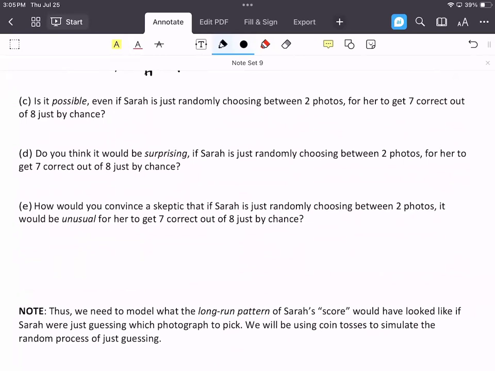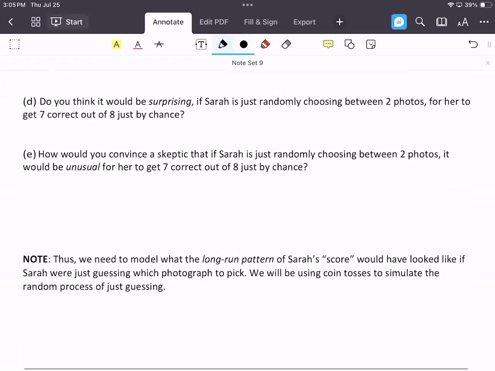Well, we could look at the probability of that happening. But to show a skeptic, you can show them the numbers, strictly the numbers, but sometimes it's good to show them in other ways, like by, I don't know, flipping a coin. We want to show a skeptic what results from random choosing on 8 problems, and what it looks like compared to Sarah's 7 out of 8 that she got correct.